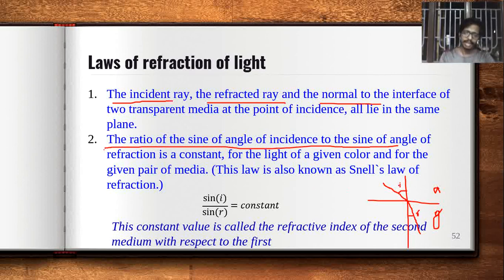Now this sin I upon sin R is constant for a given pair of media. If it is air, if it is glass, and the light color is constant, then at any time sin I by sin R will be constant, and this constant value is called the refractive index. This refractive index will decide the speed of the light in different media. And the refractive index is constant for a constant medium.